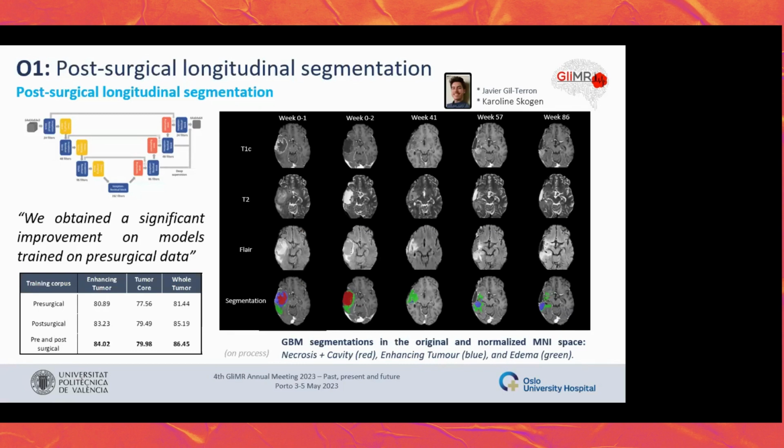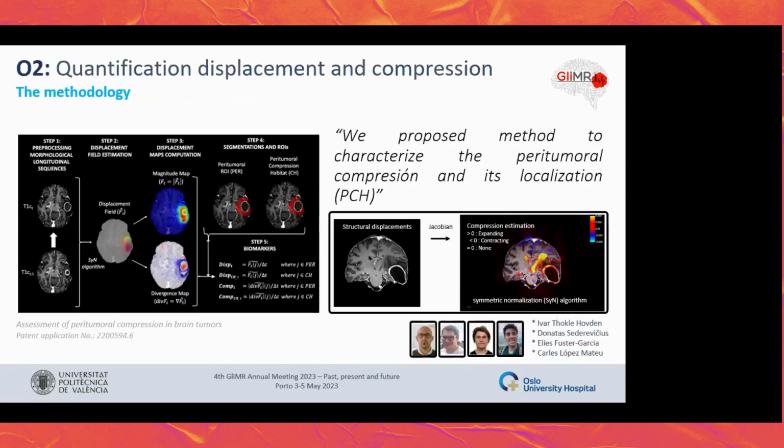This work is teamwork, so I will just put the images of the people who were most involved in each part. The second is to understand how the tumor is growing. We wanted to quantify how the surrounding tissue is displacing, and also to quantify the compression in the peritumoral area. So we developed a method to quantify how the peritumoral region is compressed by the growth of the tumor.